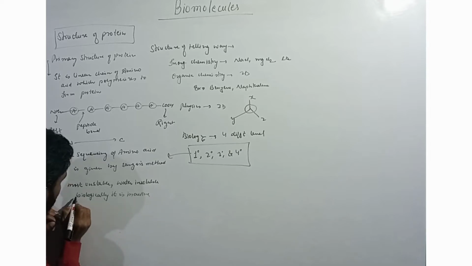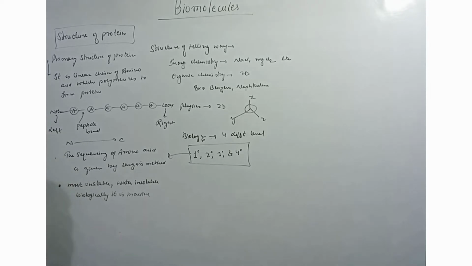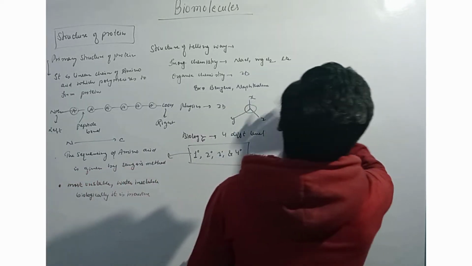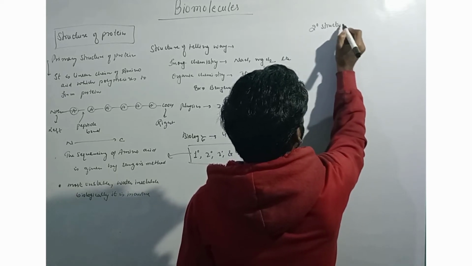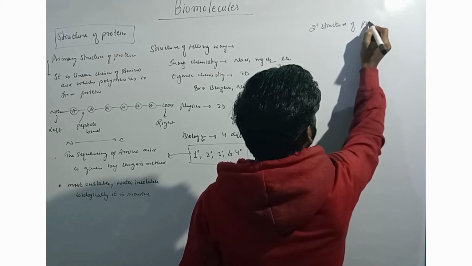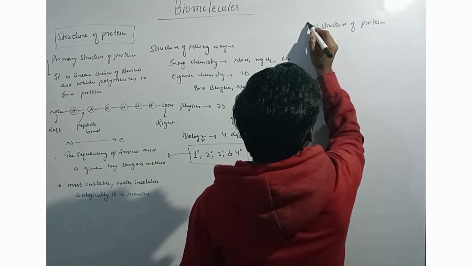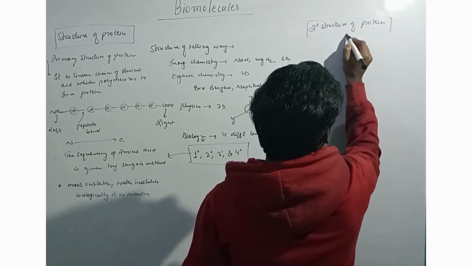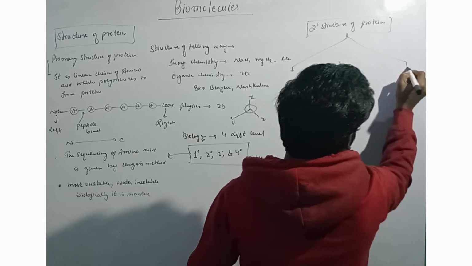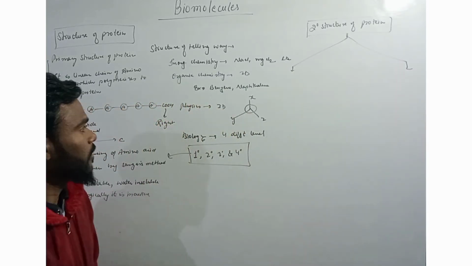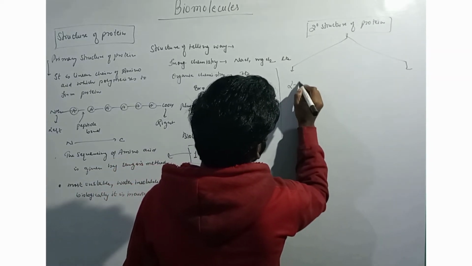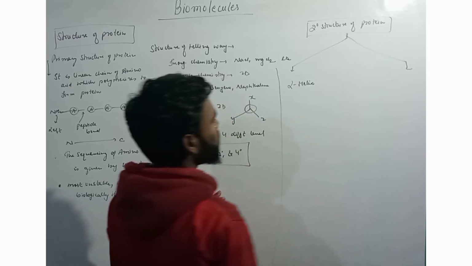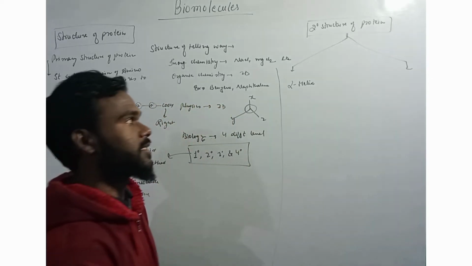Now, but when you're talking about the secondary structure of protein, it is present in two forms. Let's see here. The first form is called alpha helix, and the second one is called beta pleated sheets.